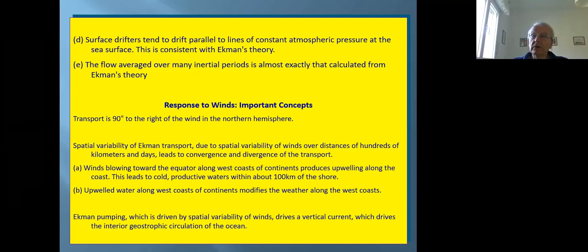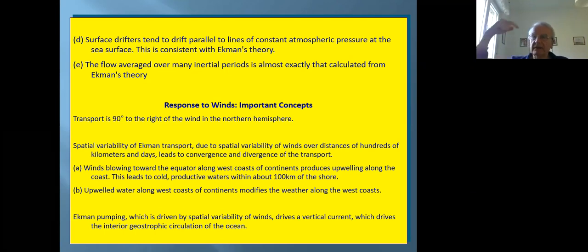We have winds blowing toward the equator along the west coast of continents. Okay, what is this? If we have the wind blowing toward the equator along the west coast of continents, can you imagine the west coast of the continent?